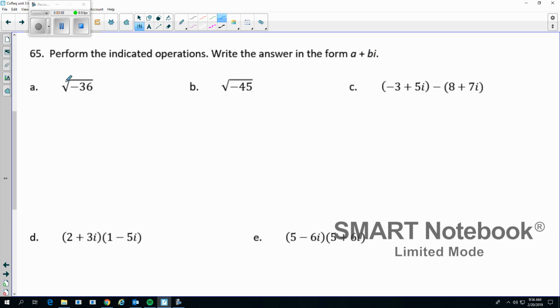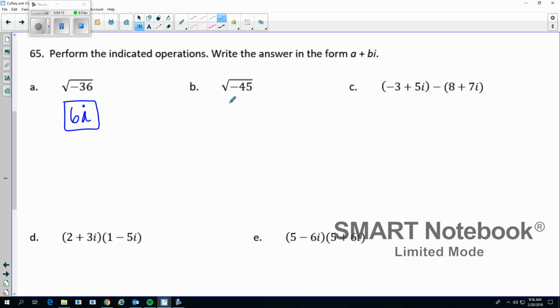So if you recall, when you square root a negative, that's where the i comes in. So you're going to get an i, and then also the square root of 36 is 6. So it's going to be 6i. There you go. That's it.